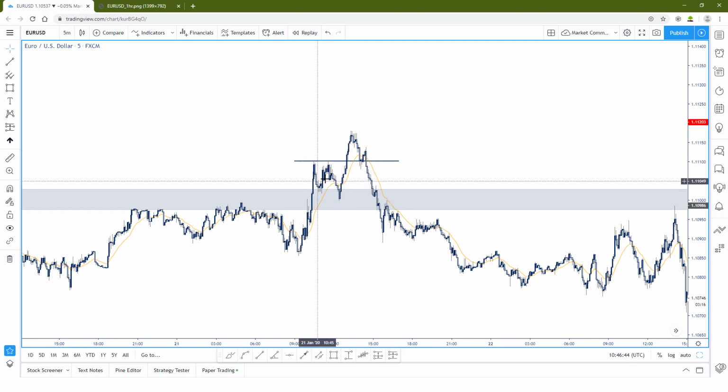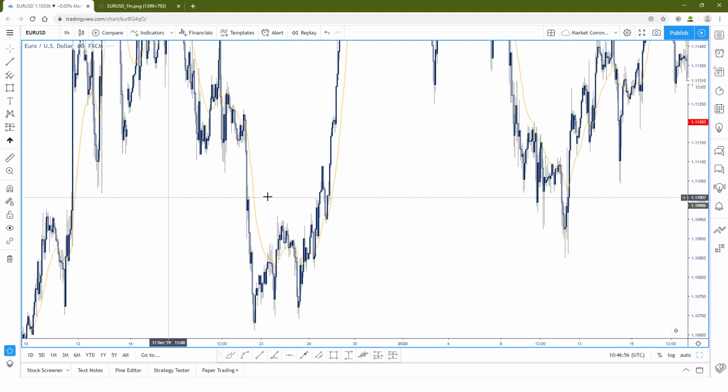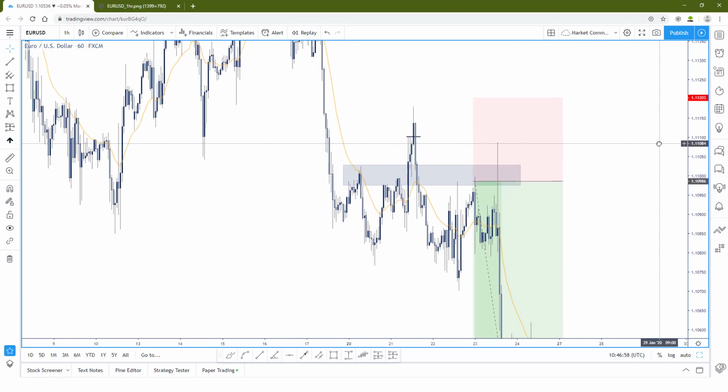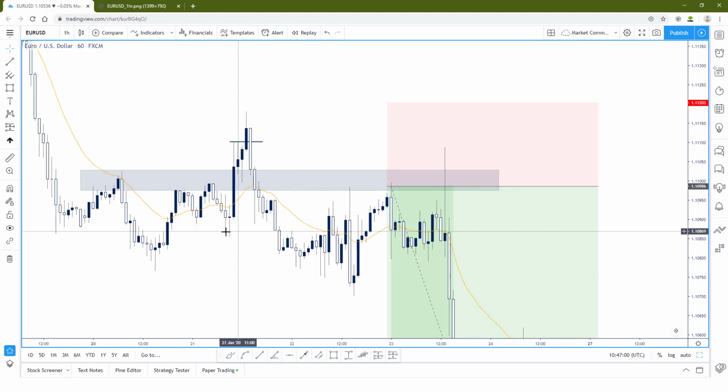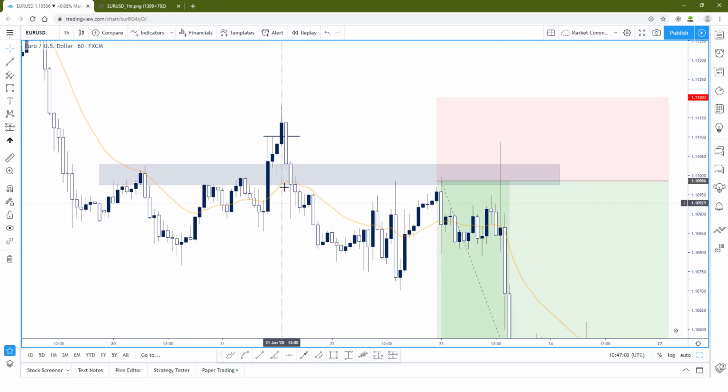Break above this smaller corrective structure as well, fast return crushing below this tiny resistance here and below the 1-hour resistance as well. So you have 2 false breaks at the same area, which can help you to actually increase your profit potential and to adjust your stop loss.